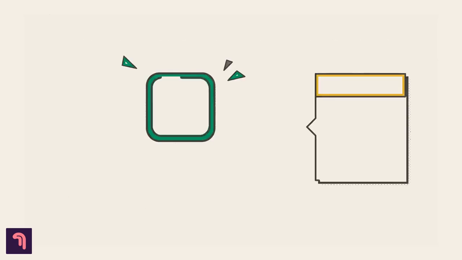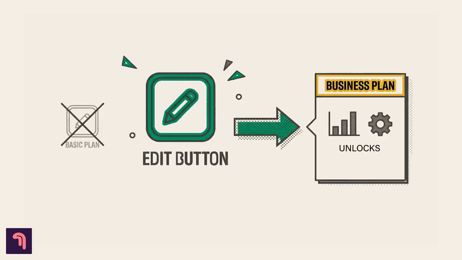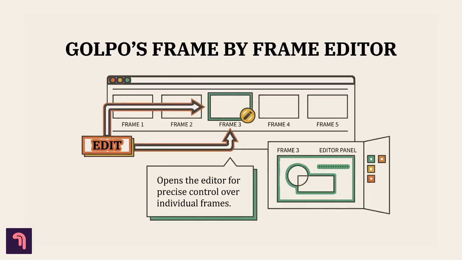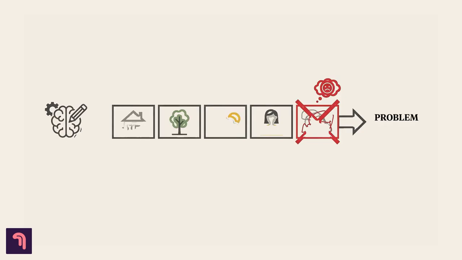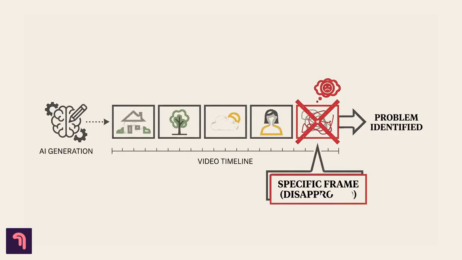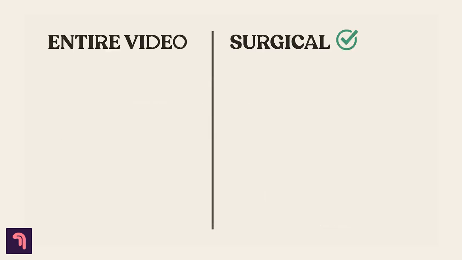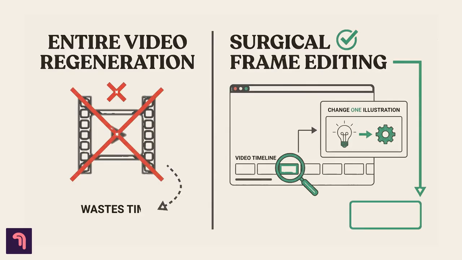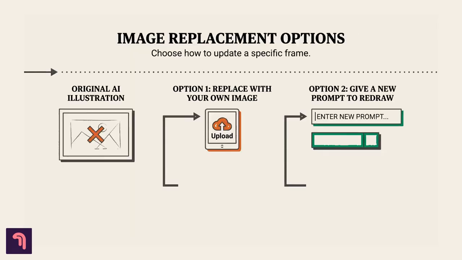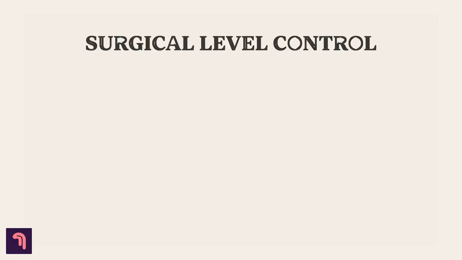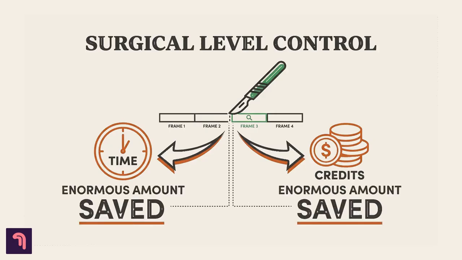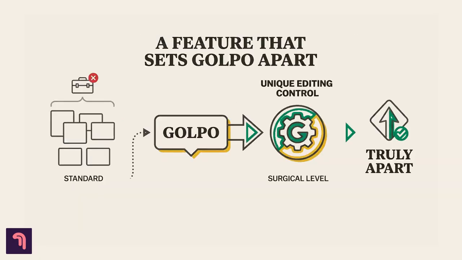But the real power here, especially on the business plan, is the Edit button. This opens Golpo's frame-by-frame editor. Let's say the AI drew an illustration you don't quite like on one specific frame. Instead of regenerating the entire video, you can open the editor, go to that exact frame, and change just that one illustration. You can replace it with an image of your own, or give the AI a new prompt to redraw it. This is surgical level control that saves you an enormous amount of time and credits. It's a feature that truly sets Golpo apart.